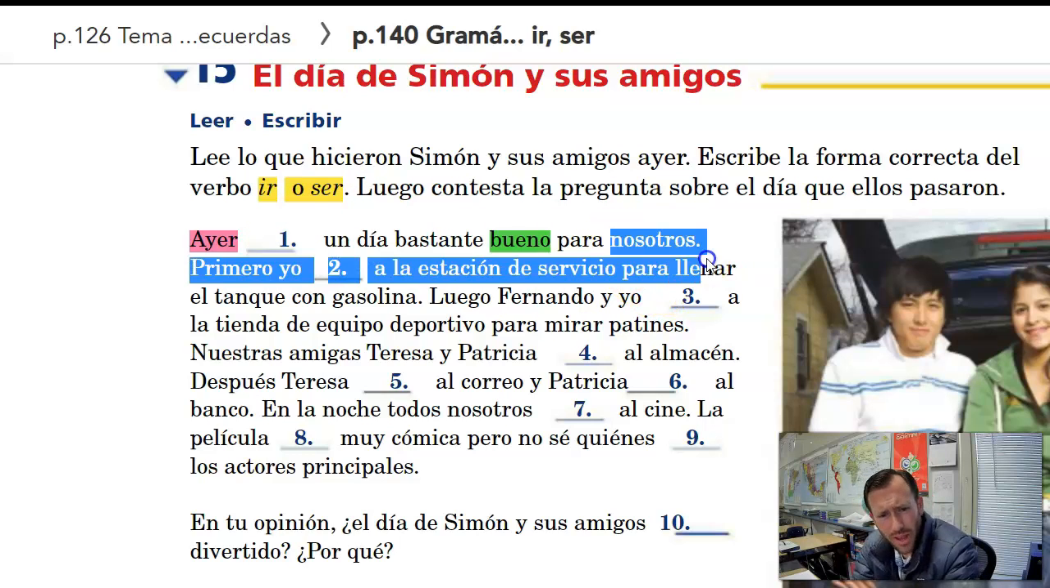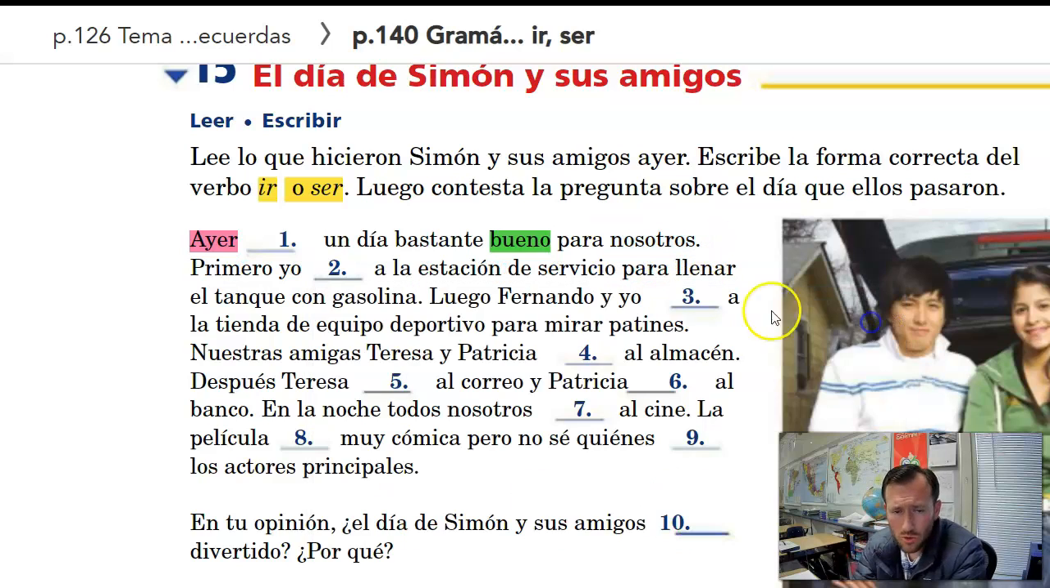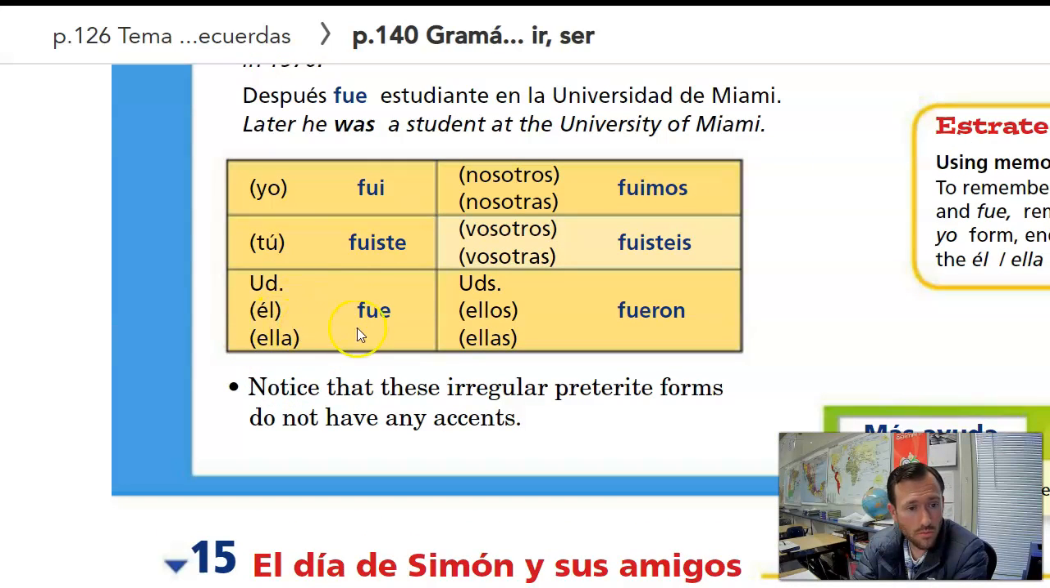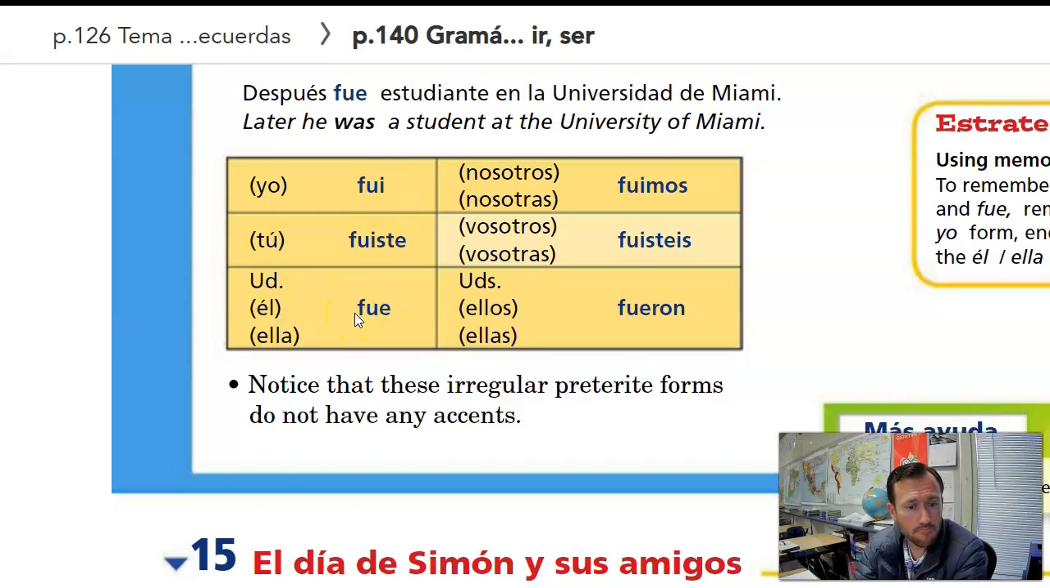You're like, why fue? I thought nosotros was the subject. Nosotros is not the subject. Yesterday was a pretty good day for us. What was pretty good? Not us. Yesterday, and that is a singular subject, so we're using the third person singular, fue.